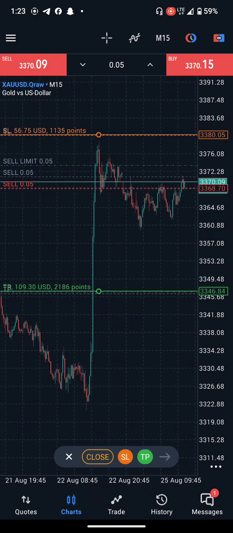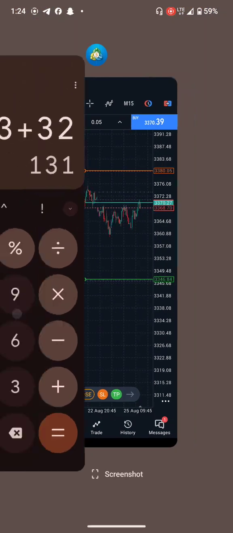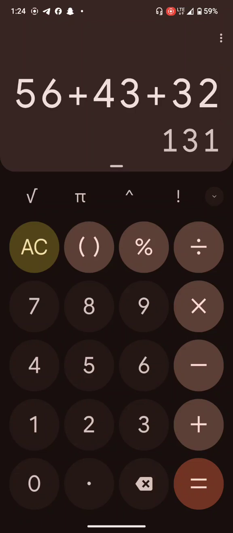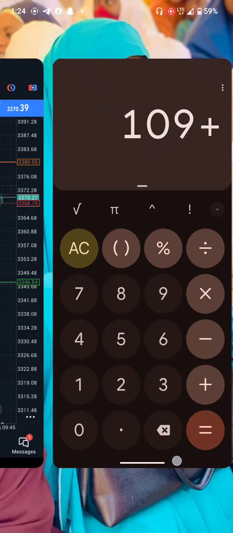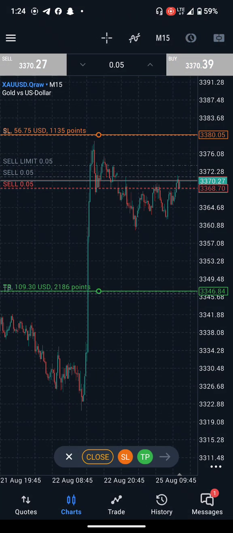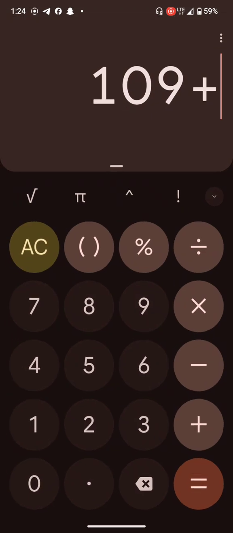Now let's calculate my profit also. This is where I put my TP, 3346.8. If this first entry goes in my favor and touches this take profit, I'm going to make $109 for this position alone. For the loss, I'm going to lose $56, but for the profit, I'm going to make $109. You see, it's worth it. Then the second position, I'm going to make $124, meanwhile I'm only losing $46 if it hits stop loss.